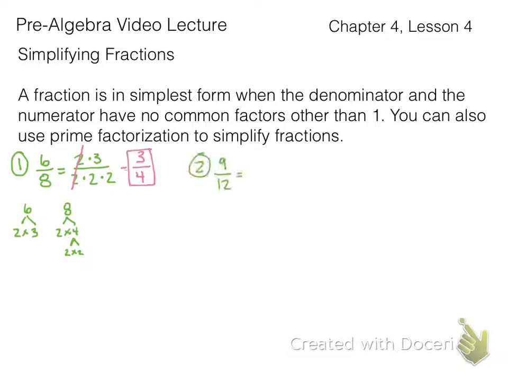Alright, so let's try this again with 9/12. Come up with the prime factorization trees for 9 and 12. We got 3 times 3 and 3 times 2 times 2.